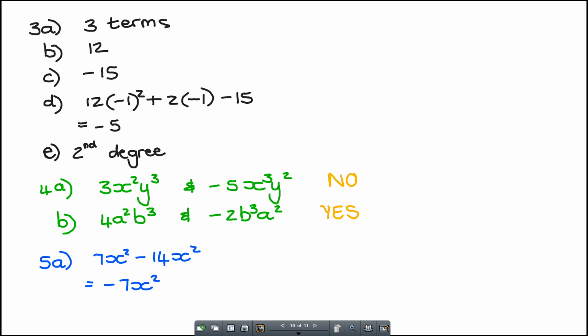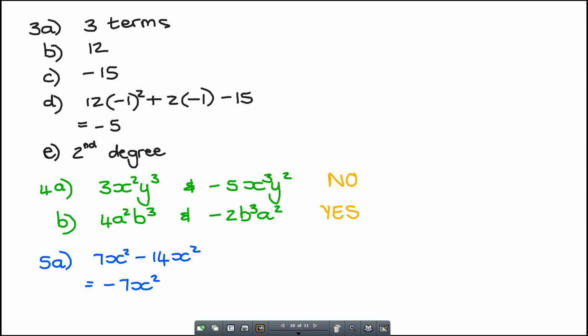Okay, right. At number 4, they're asking, are these 2 like terms? Now at A, you will see that over here I had x squared and there x to the power 3. So immediately I can see they're not the same, so therefore no. Okay, then at B, a to the power of 2, a to the power of 2, b to the power of 3, b to the power of 3. So that is why, yes, they are like terms because they're exactly the same.